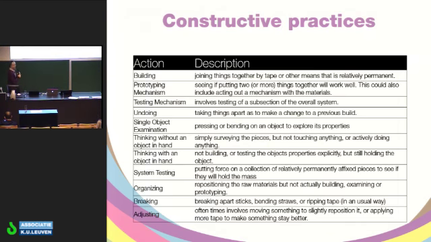After many people looked at those videos, we came up with a code book for different types of actions that they can do. You can see building, prototyping, undoing, system testing, organizing, breaking, adjusting, all kinds of things like that. This is what emerged from coding those videos manually, with humans coding the videos.